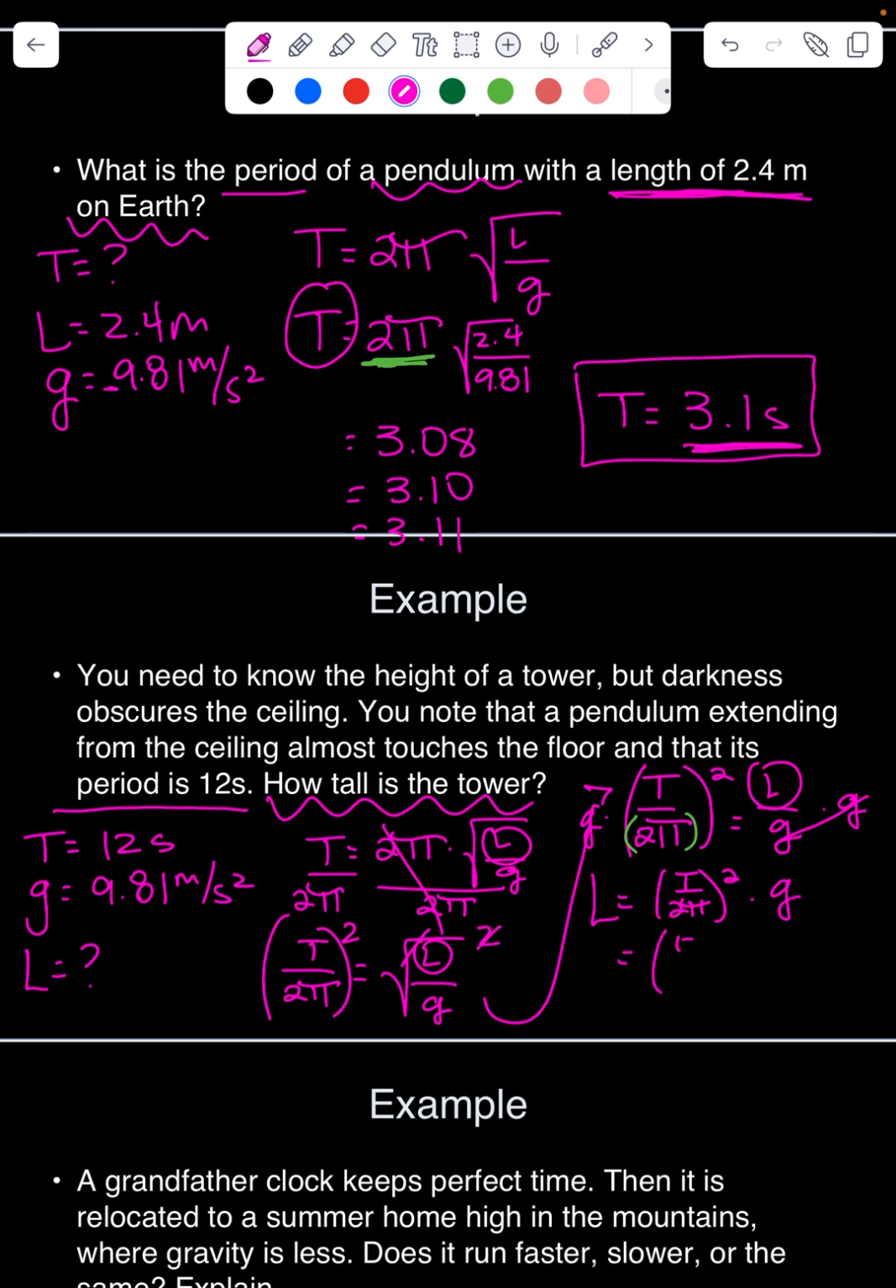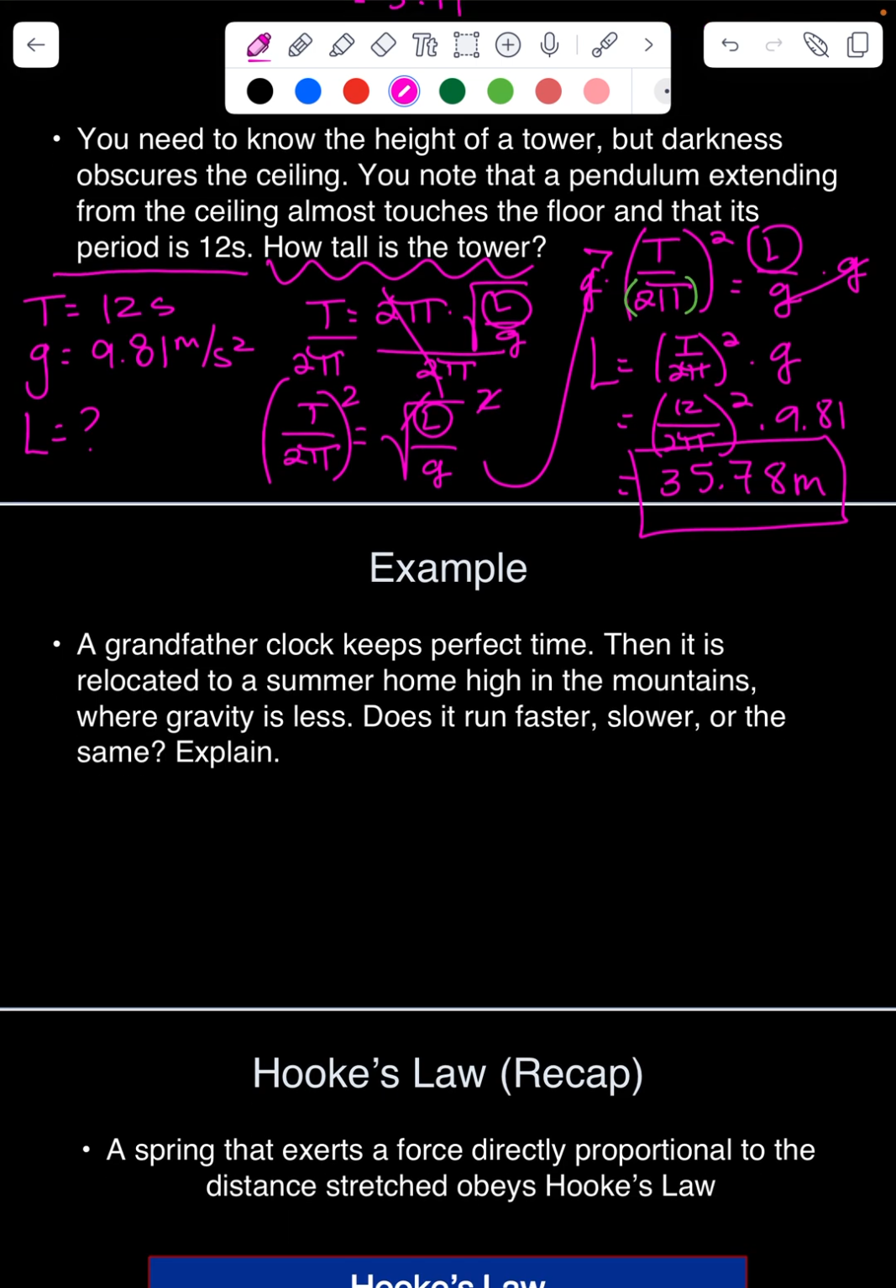So that's going to be 12 divided by 2 pi, squared, times 9.81. We should get a length of the pendulum, or height of the tower, of 35.78 meters. All right, now this one is more conceptual. You saw this question, or a question of this type, on your lab yesterday.